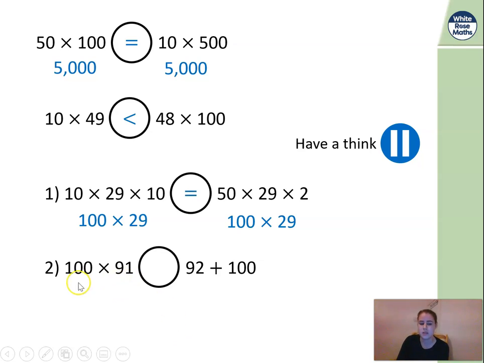Now, looking at this question, 100 times 91, and here we have 92 add 100. We know that multiplying a number by 100 is going to give us a much greater number than if we are only adding 100. Therefore, we know that 100 times 91 is greater than 92 add 100.